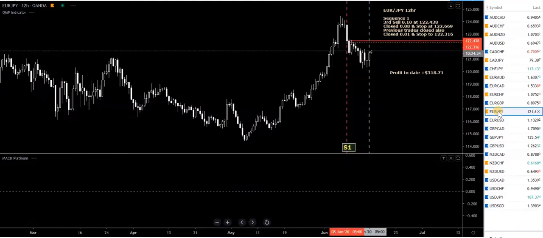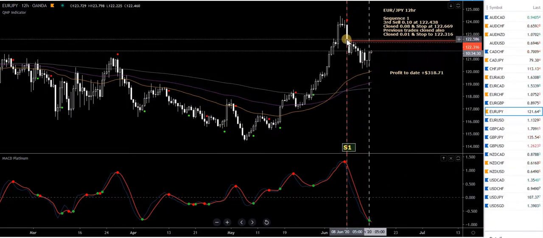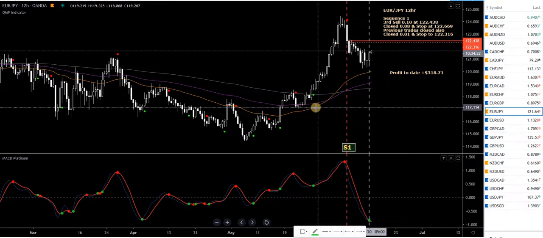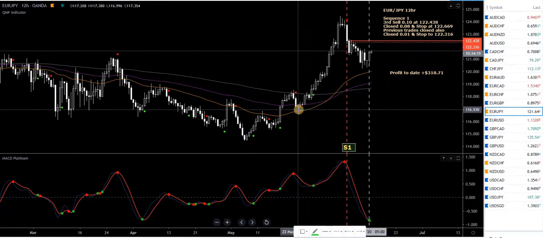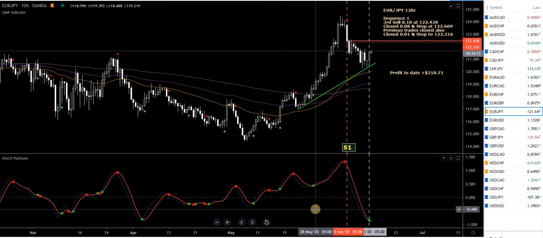Right, Euro Yen. Again, this is in a sell. New green dot on the MACD Platinum below the zero level. Probably should start looking to draw my trend lines in. So there'd be something from, for example, in here. Possible. It's got to be confirmed. Hidden bullish divergence.